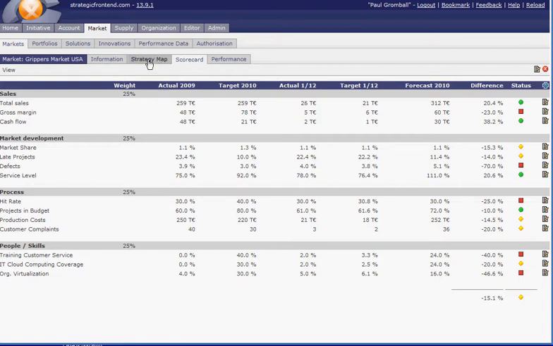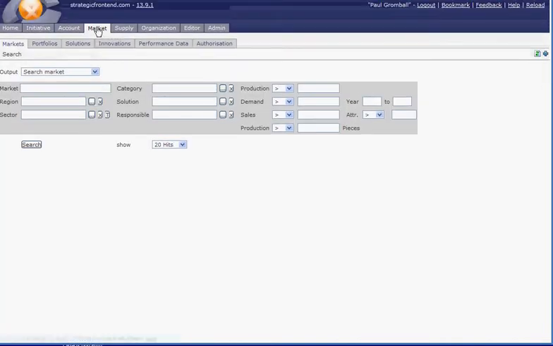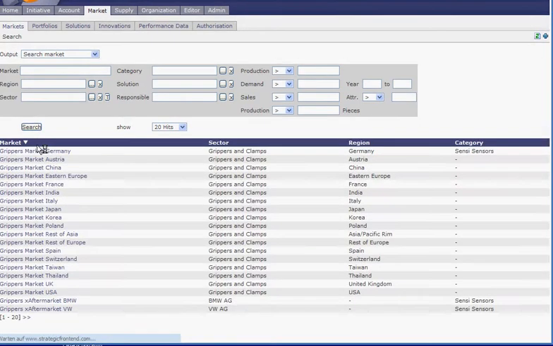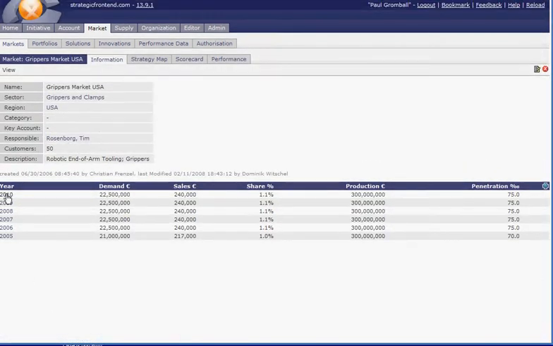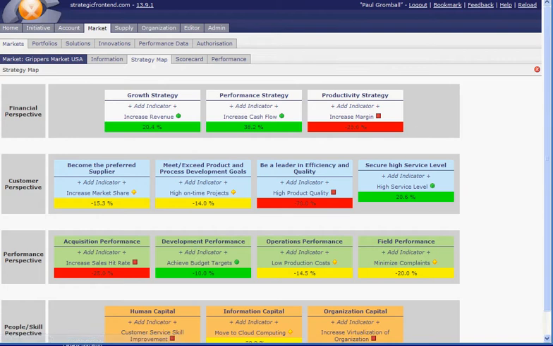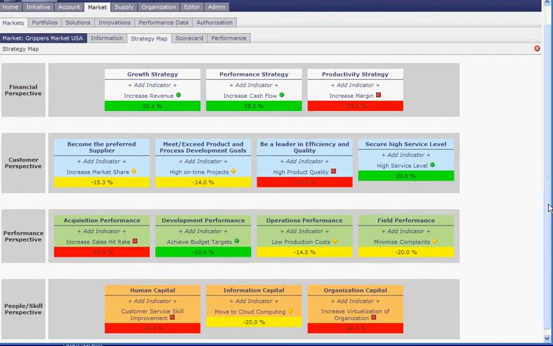So we go to the strategic map. Only to show how to get there: markets, and then you search, for instance, market crypto US, and then on market crypto US you have strategic map and scorecard. So we go to the strategic map, and here you see, I think, a very common strategic map, which is usable for most of the companies.